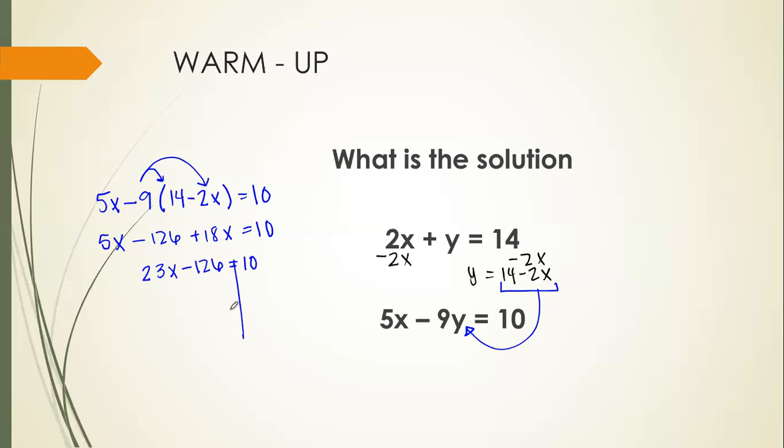All right, how am I going to solve? You do the 126 plus 10. All right, so add 126 to both sides. That's 136. Thank you. 136. And you divide 23 with 23. Perfect. So divide by 23 on both sides. Let me give me some decimal.